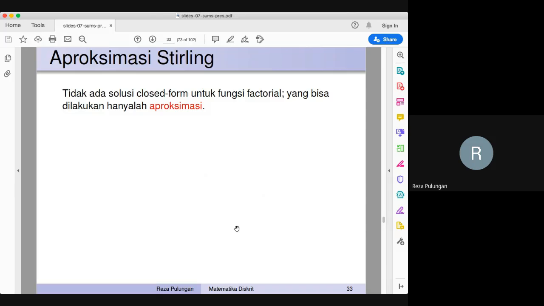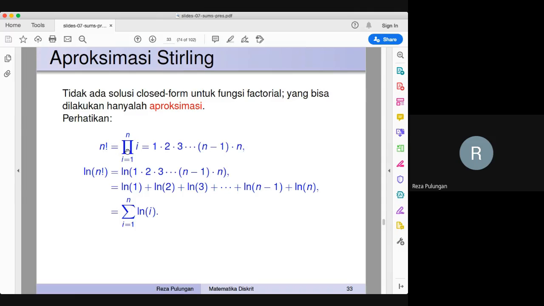How do I do that? Look at this. This is a product. N factorial is a product of i equal to 1 until n of i. This is equal to 1 multiplied by 2 multiplied by 3 and so on, multiplied by n minus 1, multiplied by n. Because these are all multiplications, we can change this into a summation. By what? By using the property of the logarithm.